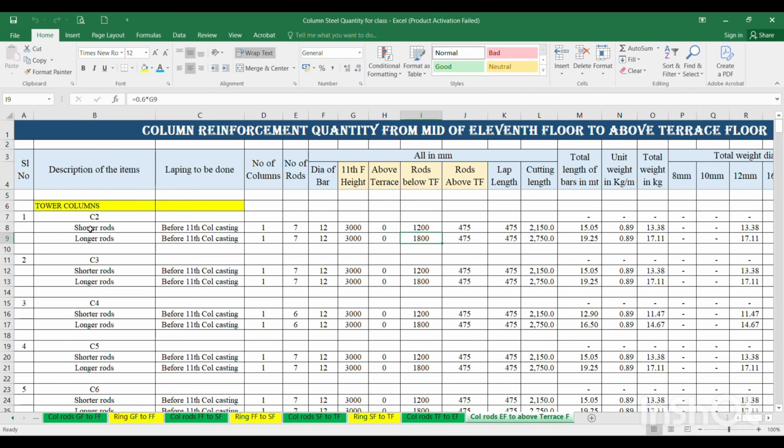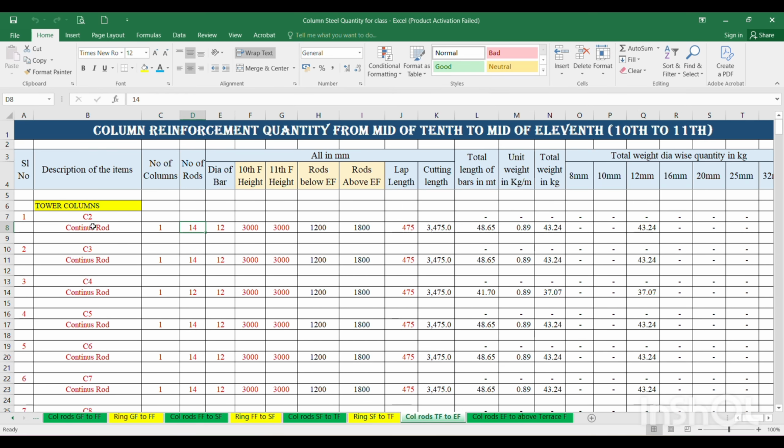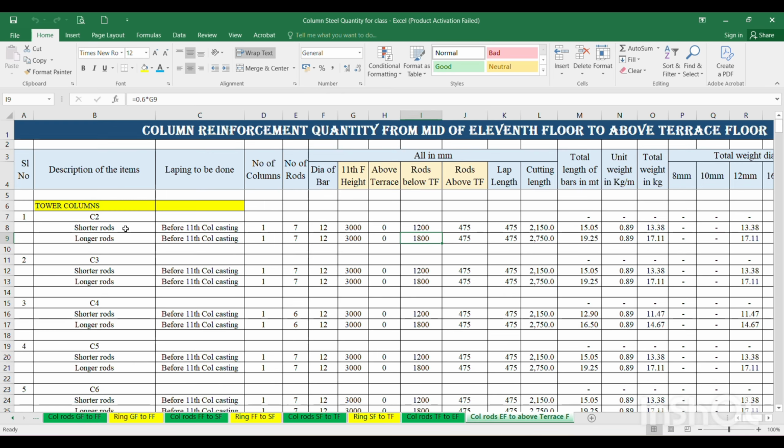So for that, instead of 14 continuous rod, I have created two columns, one shorter rod and one longer rod. This rod has to be lapped before 11th floor column casting. So after the 11th floor slab casting, these column rods have to be lapped.